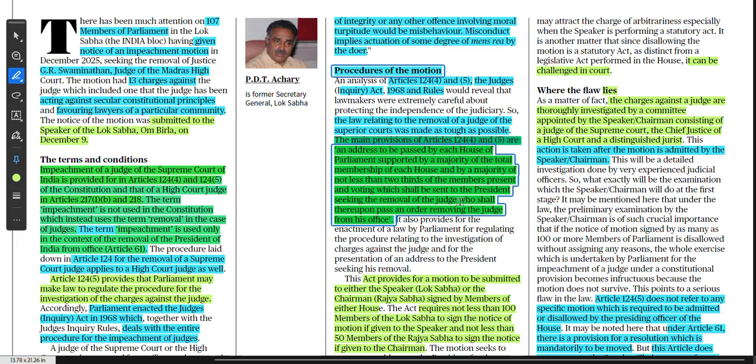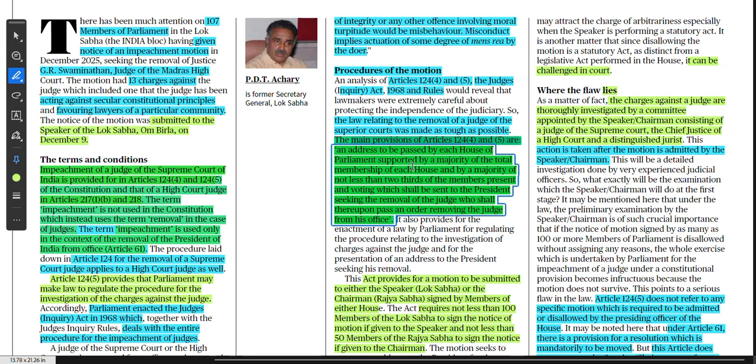So when a motion for the removal of a judge of the High Court or Supreme Court is admitted, then an address is to be passed by each House of Parliament, supported by a majority of the total membership of each House. The total membership of the Lok Sabha is 543, so the majority of total membership means a majority of 543 in the Lok Sabha, and a majority of 250, the total membership of the Rajya Sabha. That, along with a majority of not less than two-thirds of the members present. And how many members are present is counted on the day of the motion.